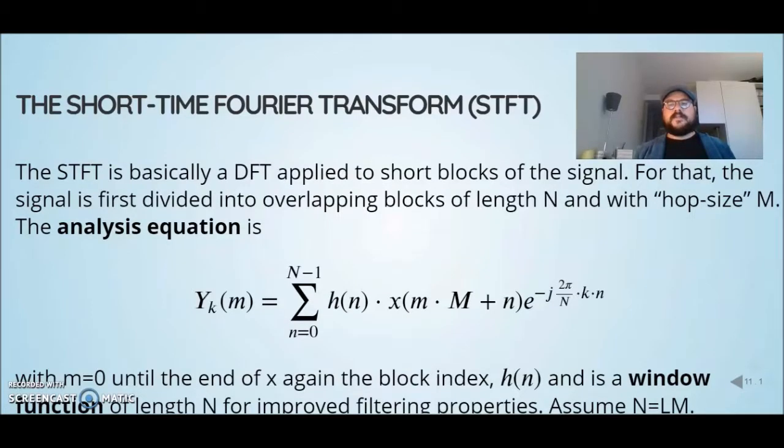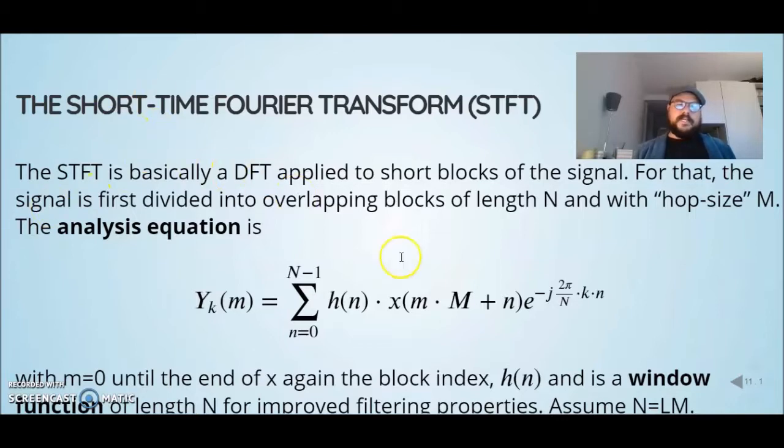And this is the last topic of this notebook. It is the short-time Fourier transform, widely used in signal processing, and is basically a discrete Fourier transform applied to short blocks of the signal. So we take our signal and we divide it into overlapping blocks. Each block has a length of n, and the overlapping is defined by the hop size m.